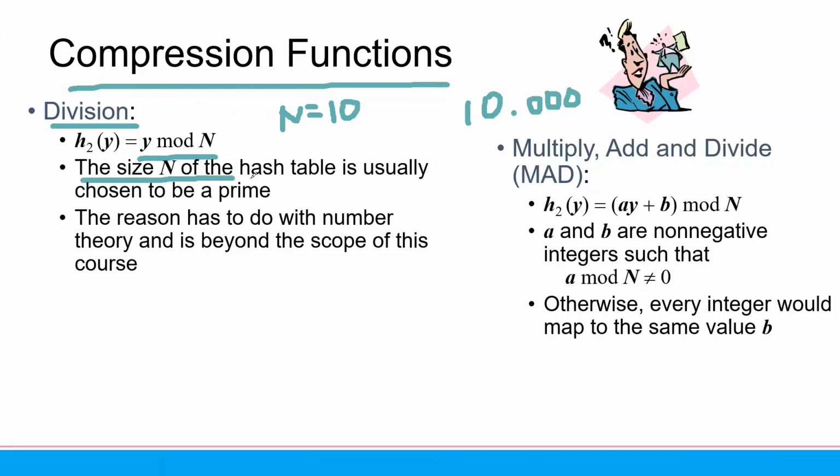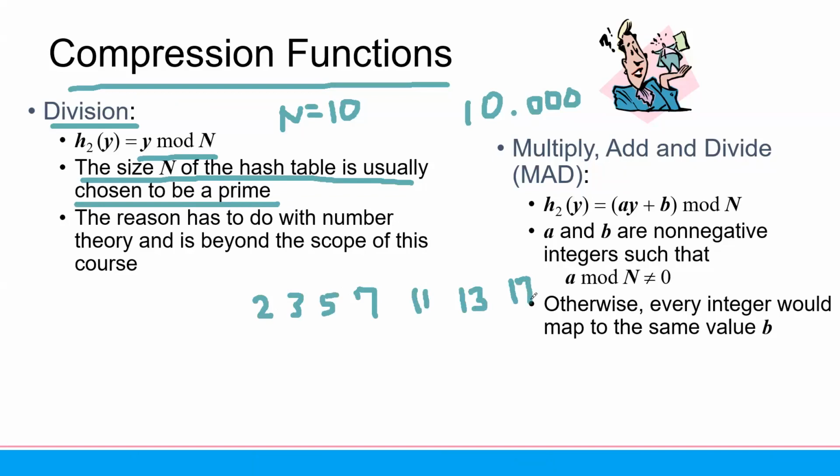The size n of the hash table is usually chosen to be a prime. You know prime? Prime. I don't know what the Korean is. So 2, 3, 5, 7, 11, 13, 17.